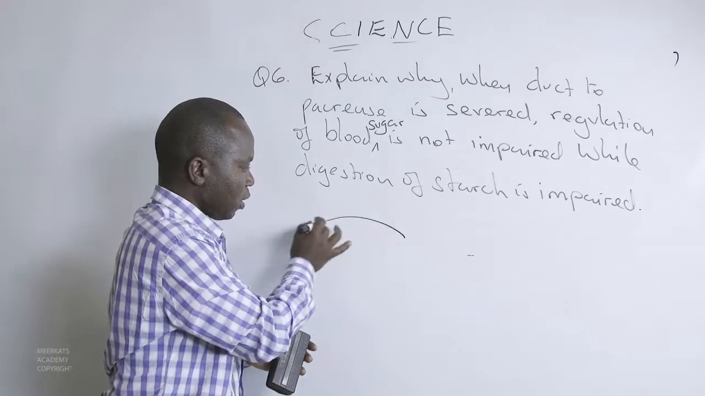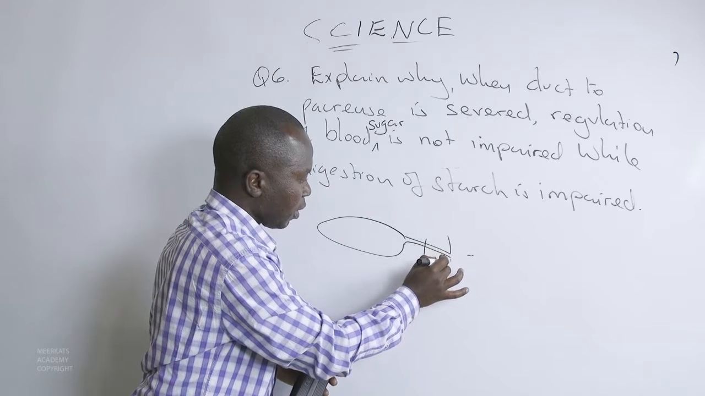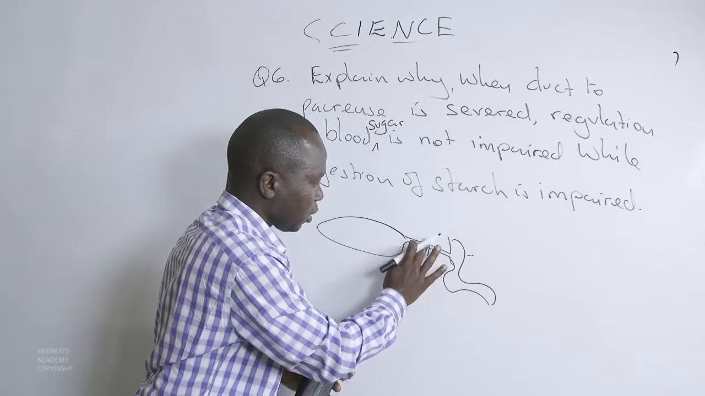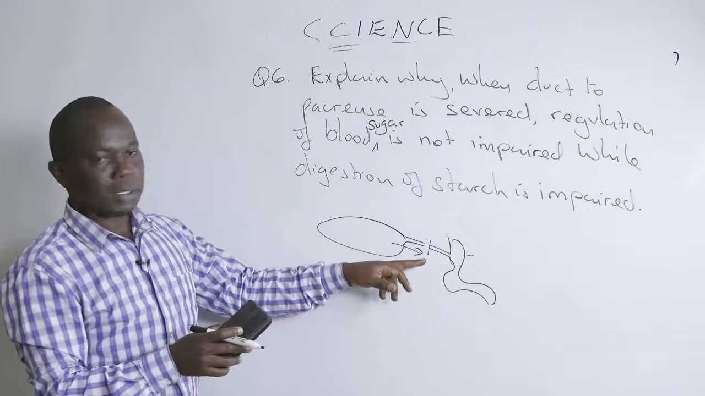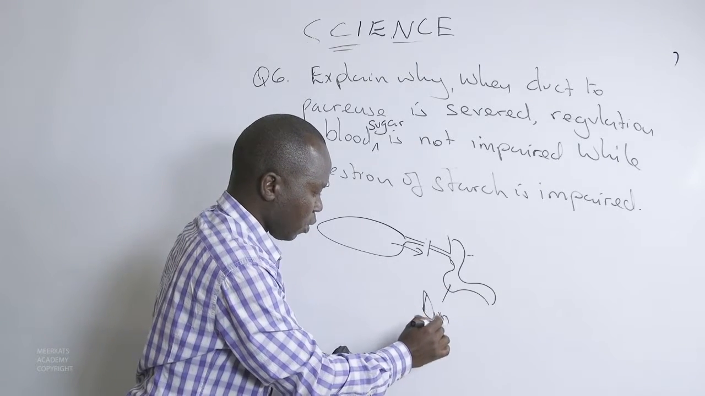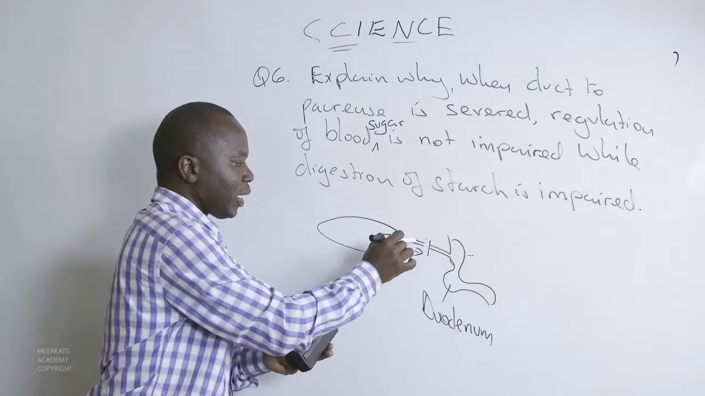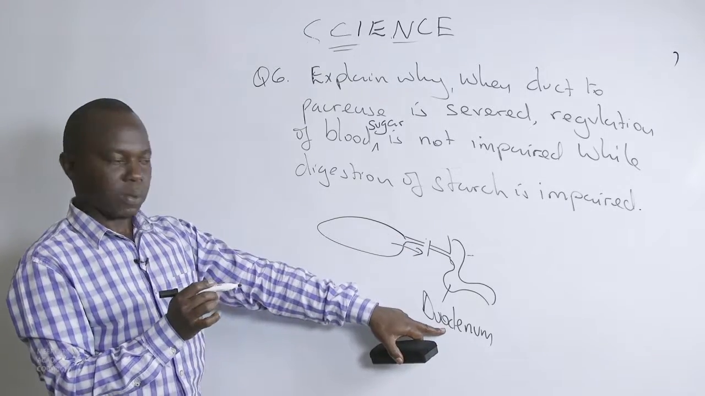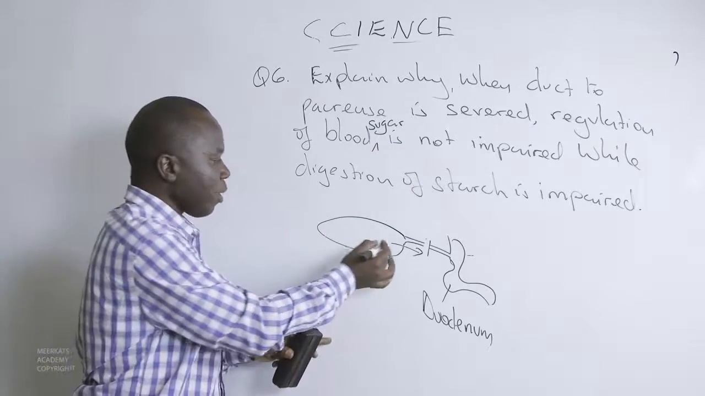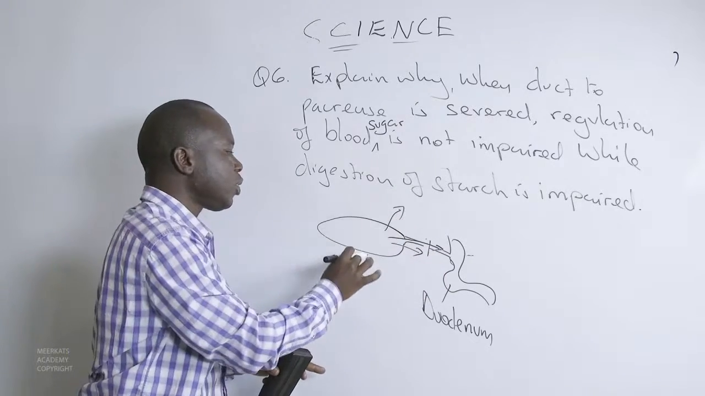So if this is the pancreas and you cut this, remember there's a position, this is maybe the duodenum. If you cut this point, the release of pancreatic juice will not be able to reach the duodenum. So there will be a problem in digestion of starch because that enzyme amylase cannot reach the duodenum. But for blood sugar, it will continue normally. Why? Because these hormones don't have to follow this duct. They just diffuse into blood.